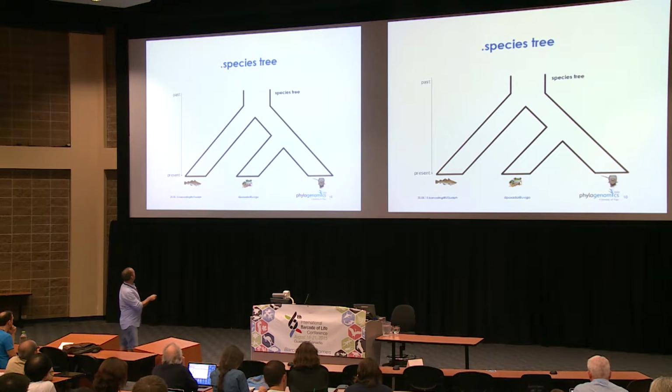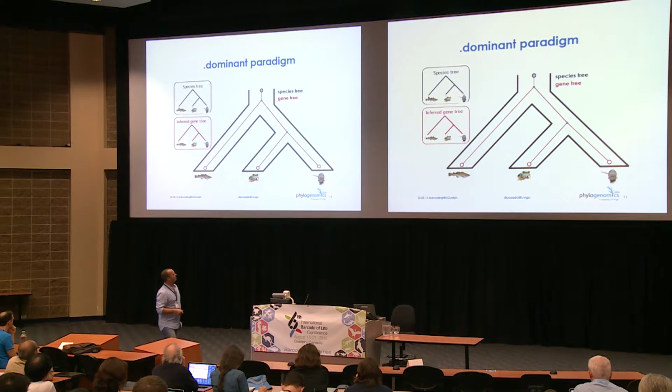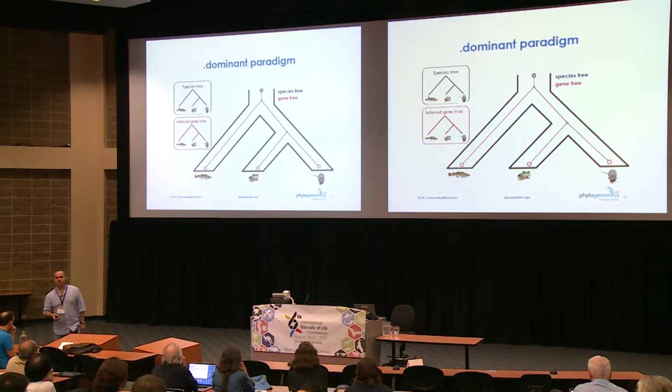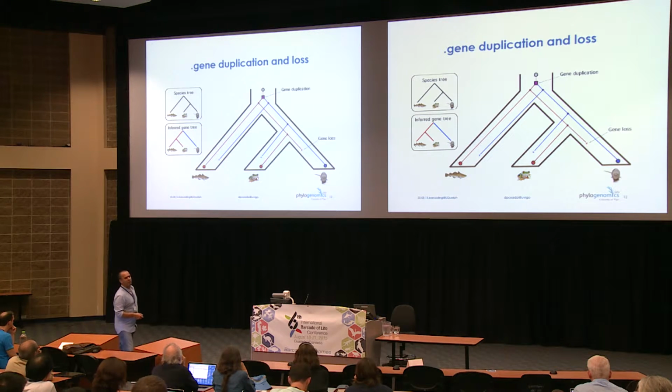So if this is a species tree, the dominant paradigm, and in every talk I've listened to here, this is what you have been assuming implicitly, or perhaps explicitly, is that the gene tree always follows the species tree. But there are phenomena which explain why this is not. Biological phenomena. One is duplication and loss. Maybe this is not very important for barcoding because you work with single copy genes.